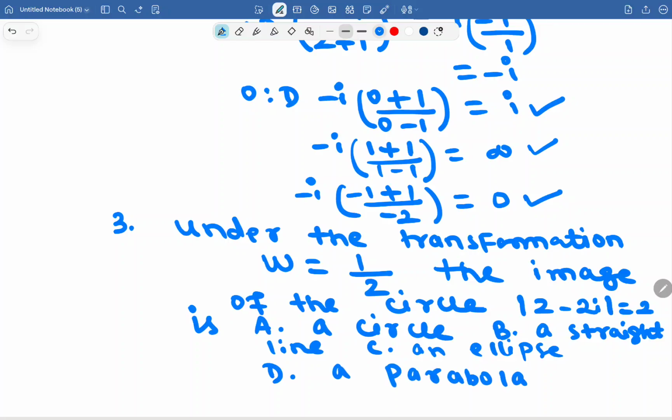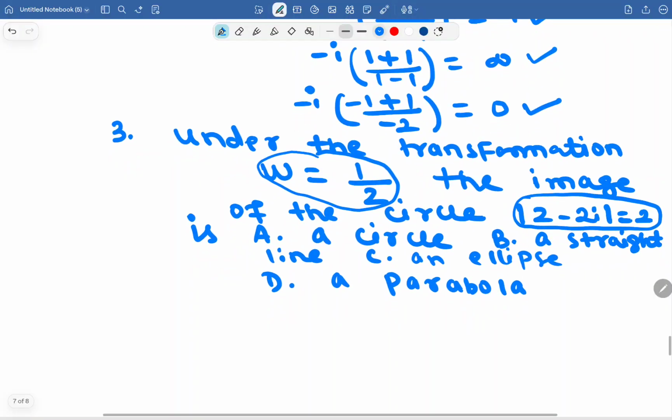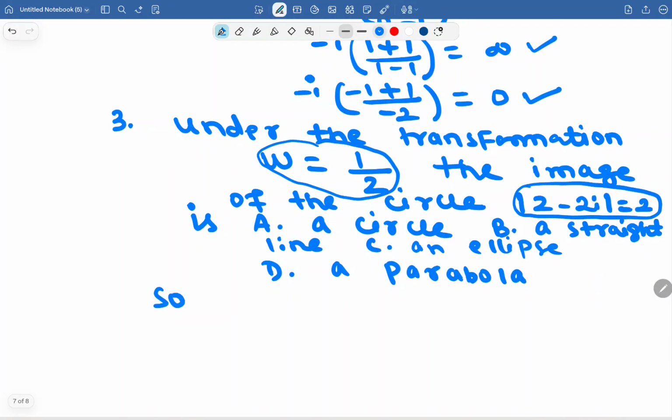Again the problem, the third one from complex analysis. We have to find the image of the circle mod z minus 2i equal to 2 under the transformation w equal to 1 by z. Whether the image is a circle or straight line or ellipse or parabola. Solution.